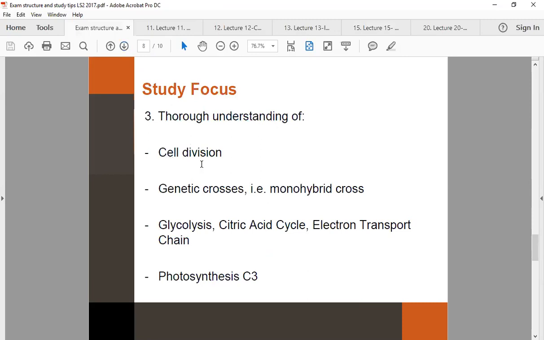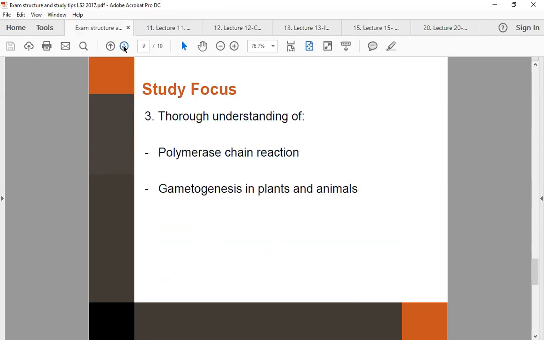Make sure you understand cell division, which we've covered tonight, genetic crosses, including that monohybrid cross, glycolysis, citric acid cycle, electron transport chain, and C3 photosynthesis, which we've also covered. Polymerase chain reaction, we've just looked at. Revise your gametogenesis, that is the formation of gametes in plants and formation of gametes in animals.